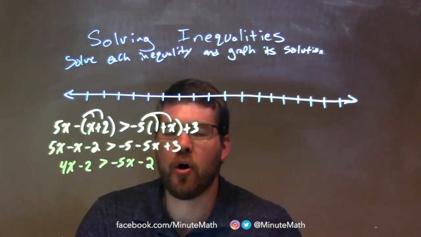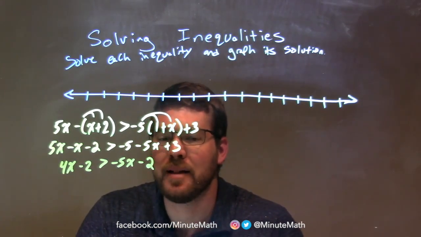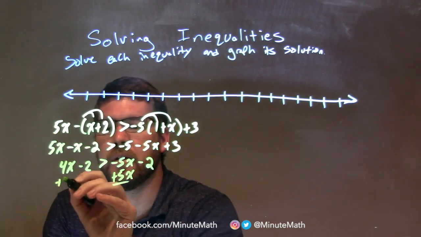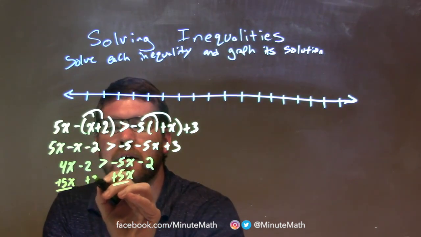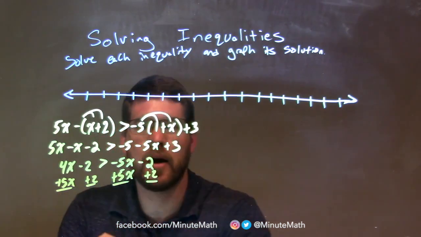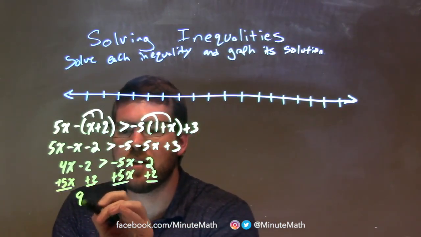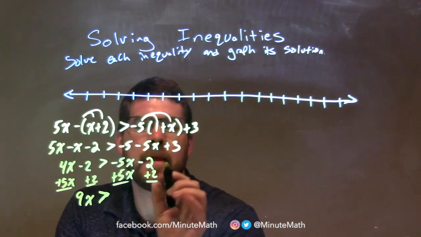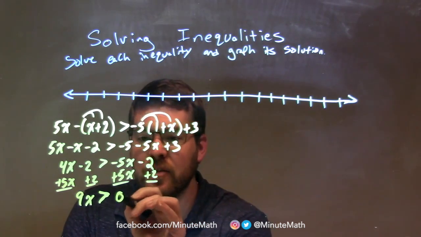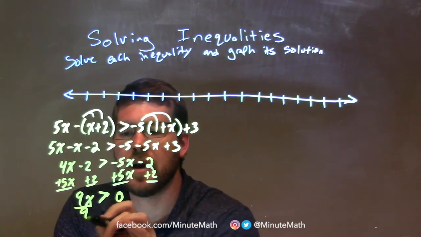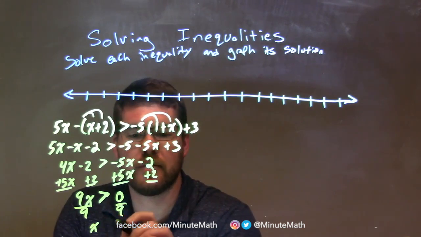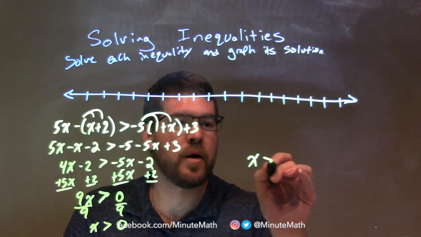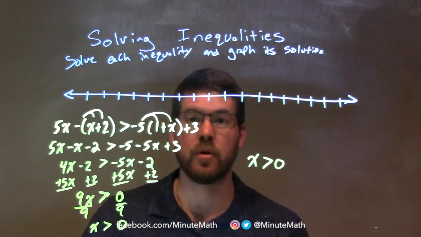So now I want to get all my numbers together and all my letters together. So I'm going to add a 5x to both sides. So let's bring the letters to the left and add 2 to both sides and bring the numbers to the right. 4x plus 5x is 9x, and that's greater than. Negative 2 plus 2 is a 0. All right. So now we divide by 9 on both sides, and we're left with x is greater than, well, 0 divided by 9 is 0. So we have x is greater than 0 as our answer here, so let's go graph that.